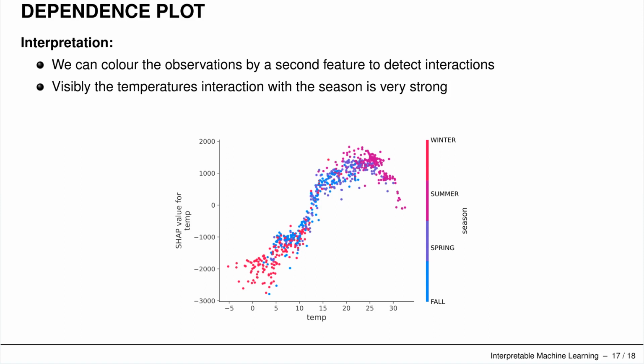We can also color this plot by a second feature. Here it's colored by the season, and we see that in winter, temperature does not have so much of an effect, but in summer, it has a stronger effect on the number of rented bicycles.